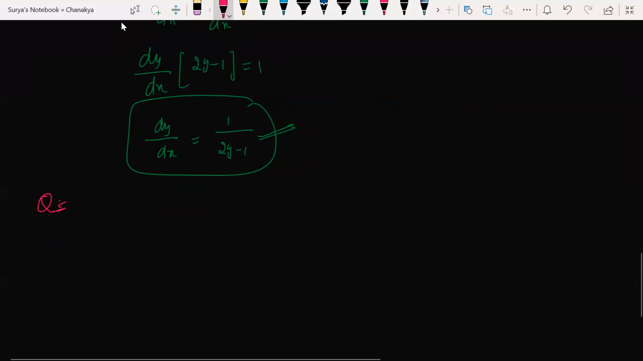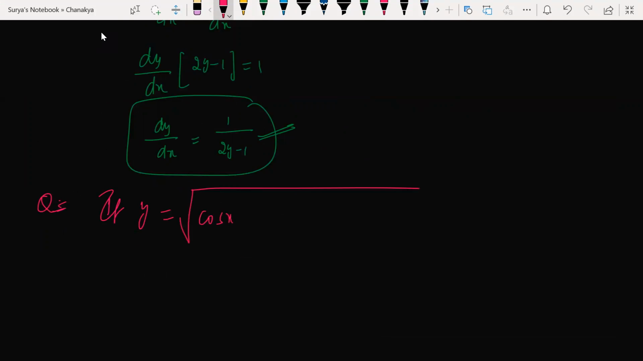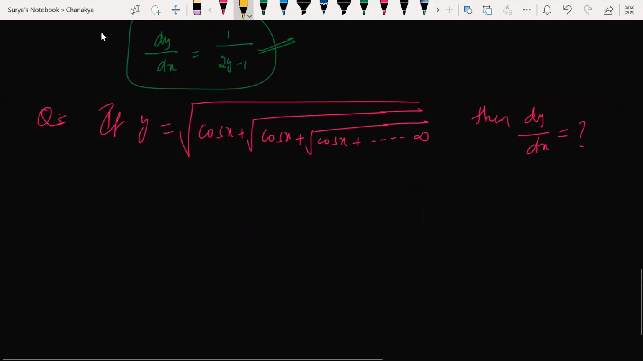Fine. Next question. If y is equal to square root of cos x plus square root of cos x plus square root of cos x plus dash to infinity, then find out dy by dx. Quickly, tell me the answer. Let's see, within 45 seconds you have to give me the answer. Same type of question.